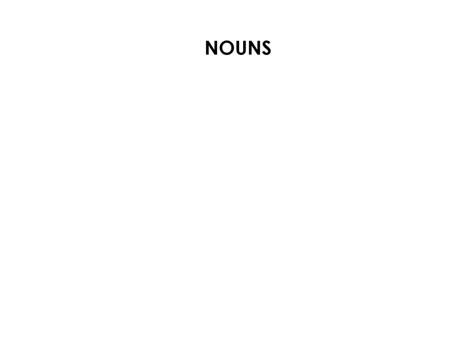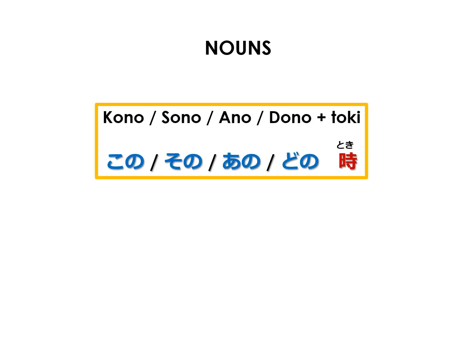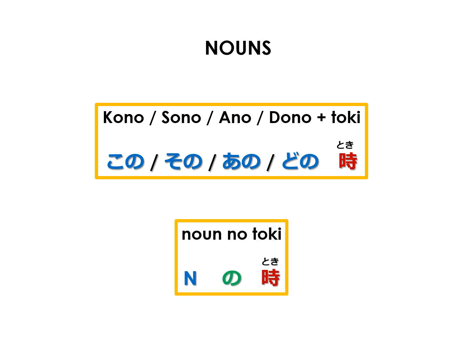Next, we'll look at nouns, but in this category, we'll also include the prenominal pronouns. この時 means this time. その時 means that time, with the listener also knowing what that sono is. あの時 also means that time, but it's a matter that only the speaker is familiar with, but the listener isn't. どの時 means which time. With nouns, we use noun no toki. There's the particle no in between because toki is grammatically a noun.